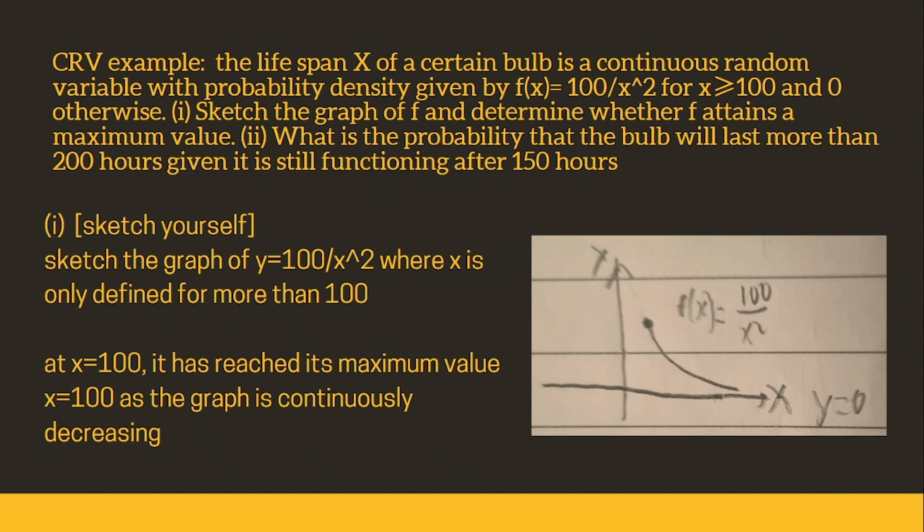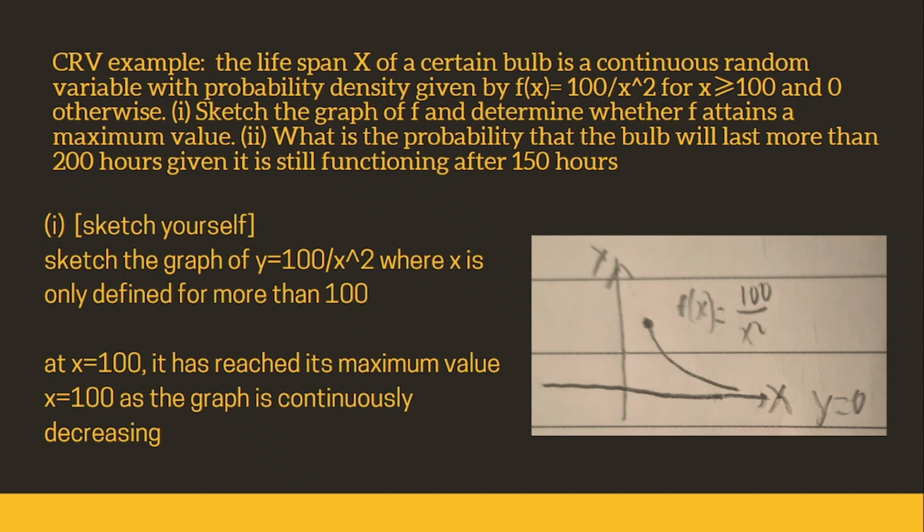So this is one example of a CRV question. The lifespan x of a certain bulb is a continuous random variable with probability density given by f(x) = 100 over x squared for x greater than or equal to 100, and 0 otherwise. Sketch the graph of f and determine whether f attains a maximum value. What is the probability that the bulb lasts more than 200 hours given that it's still functioning after 150 hours?